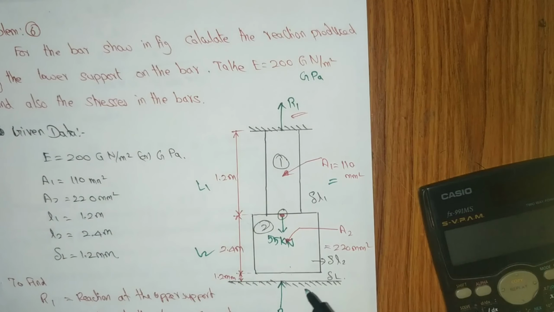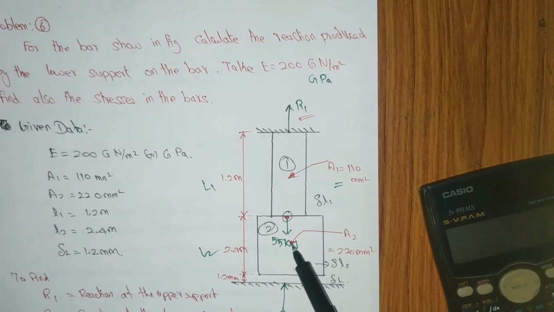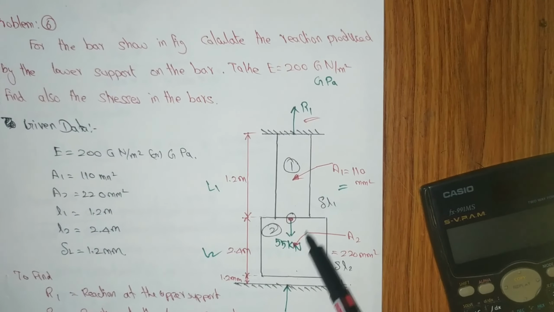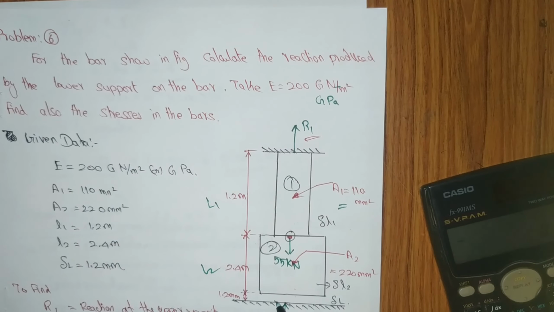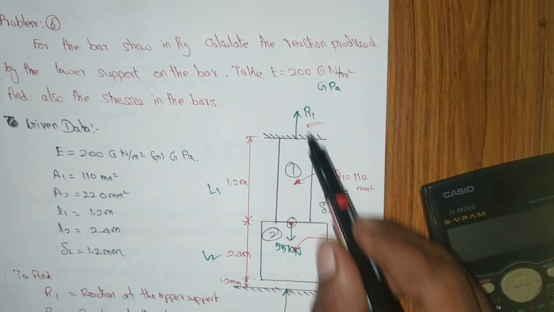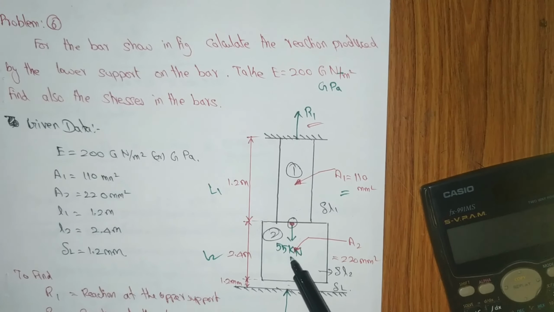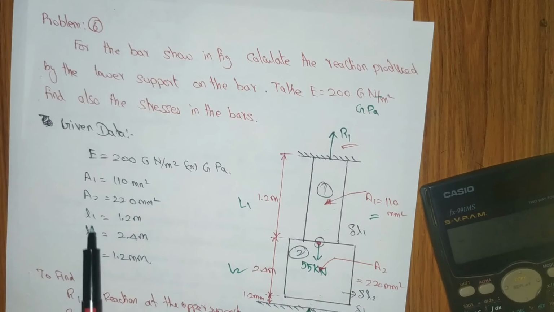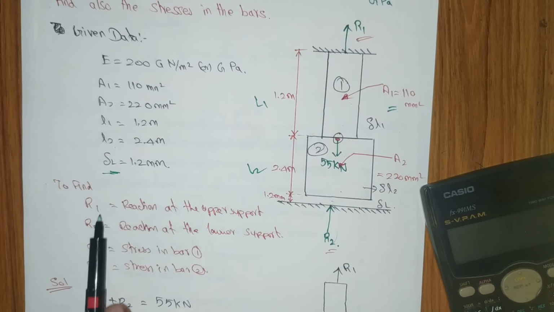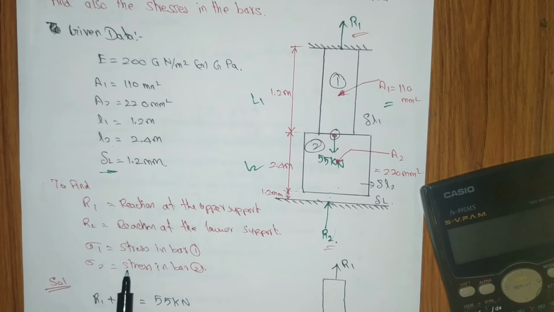So in this problem we identified the given data: this stepped bar problem, same material, Young's modulus 200 gigapascal, Newton per meter square. So the given is due to the load, we need to find out the unknown parameter reaction 1 and reaction 2 and what is the stresses formed in each bar. So given data we have A1, A2, L1, L2 and the change in length due to the applied load. We need to identify reaction 1, reaction 2, stress in the bar 1, stress in the bar 2.